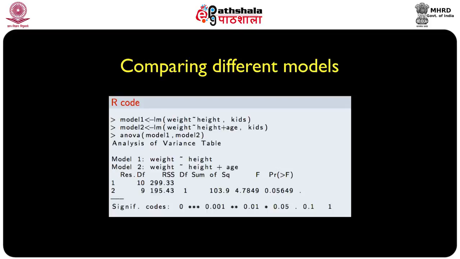In order to do that, we will first fit the two models using the LM function in R, the first of which is the model using only height as the predictor variable, and the second is where height and age are both used as predictor variables. And then using the ANOVA function on model 1 and model 2, we can compare the two models. As the R output, we are given the analysis of variance table, which contains the F statistic and the corresponding p-value for comparing model 2 with 1.